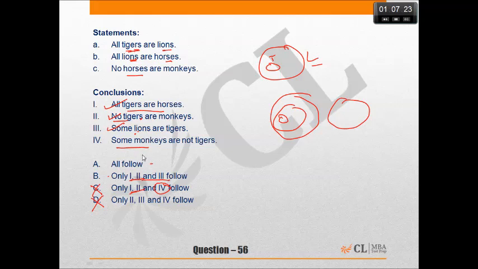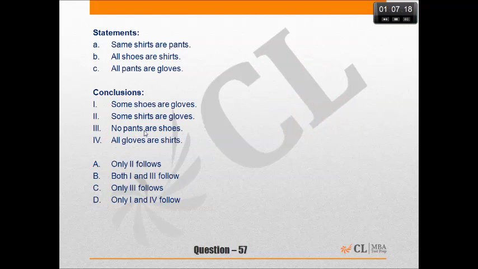It could mean some means all also. That means this statement is right. Some, in an extreme case, means all.